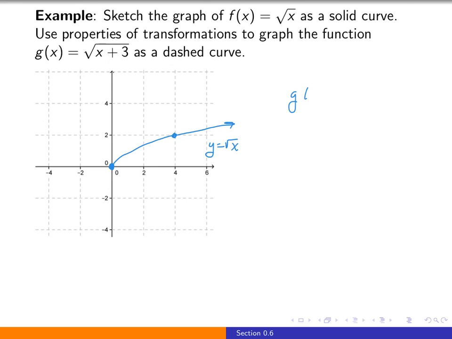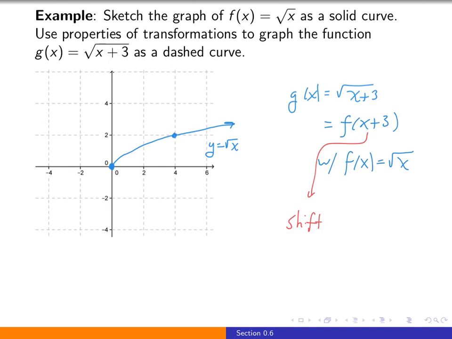And when we think about this other function, g of x equals the square root of x plus 3, what we're doing is taking the square root function, and instead of plugging in an x, we're plugging in an x plus 3. So this is equal to f of x plus 3 with f of x being the square root of x. So that plus 3 tells us that we need to shift, as we saw previously here, 3 units to the left. So when we graph the square root of x plus 3, it comes over 3 units to the left. So roughly speaking, it will look something like this. And that's the graph of g of x equals the square root of x plus 3.